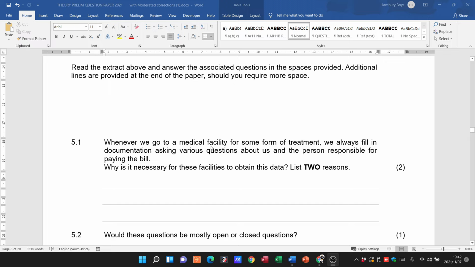They say here, whenever you go to a medical facility for some form of treatment, we always fill in documentation asking various questions about us and the person responsible for paying the bill. Now, why is it necessary for these facilities to obtain this data? List 2 reasons. So they obviously want to know who you are and then who's responsible for the bill, so that number 1, they know who they are treating.